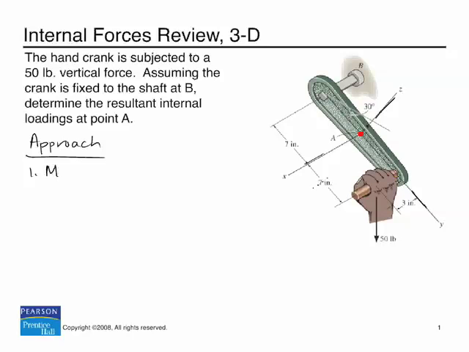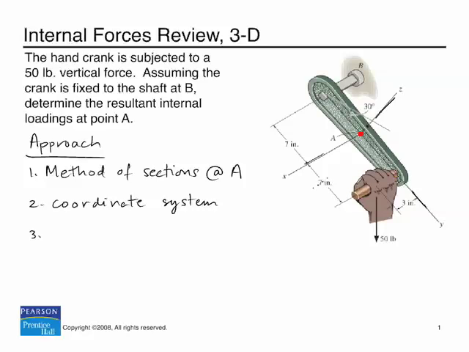So let me propose that we do a method of sections at A, and once we make that cut, I'm going to consider the coordinate system that we're going to use, because as you may have already noticed, the 50-pound force is not oriented in one of the directions of the coordinate system that's been given. So we have to figure out how to deal with that.